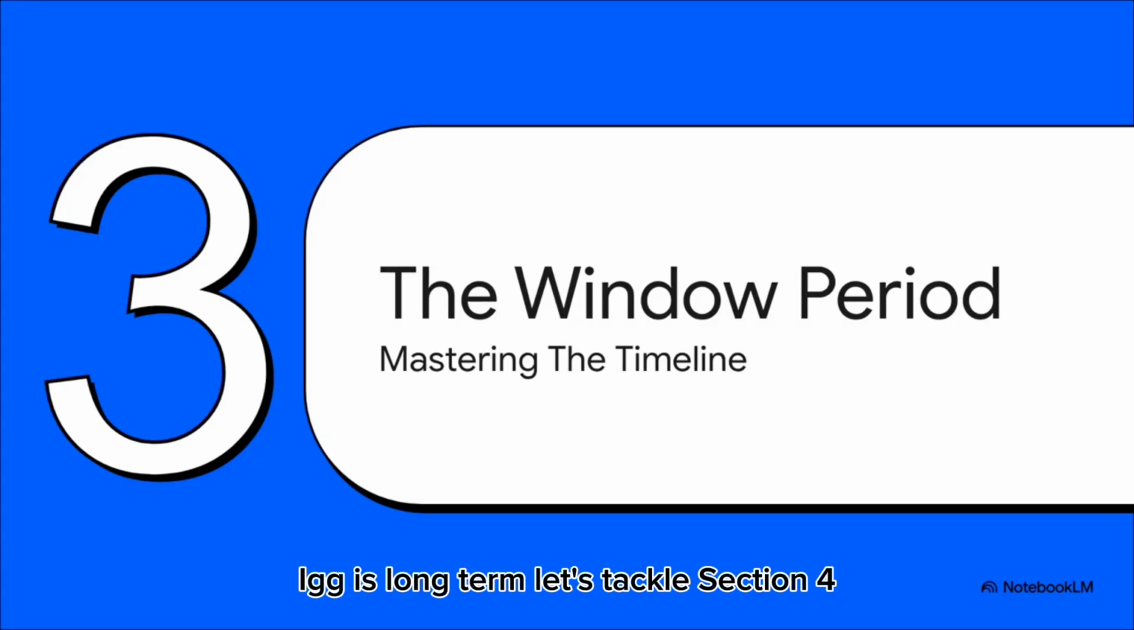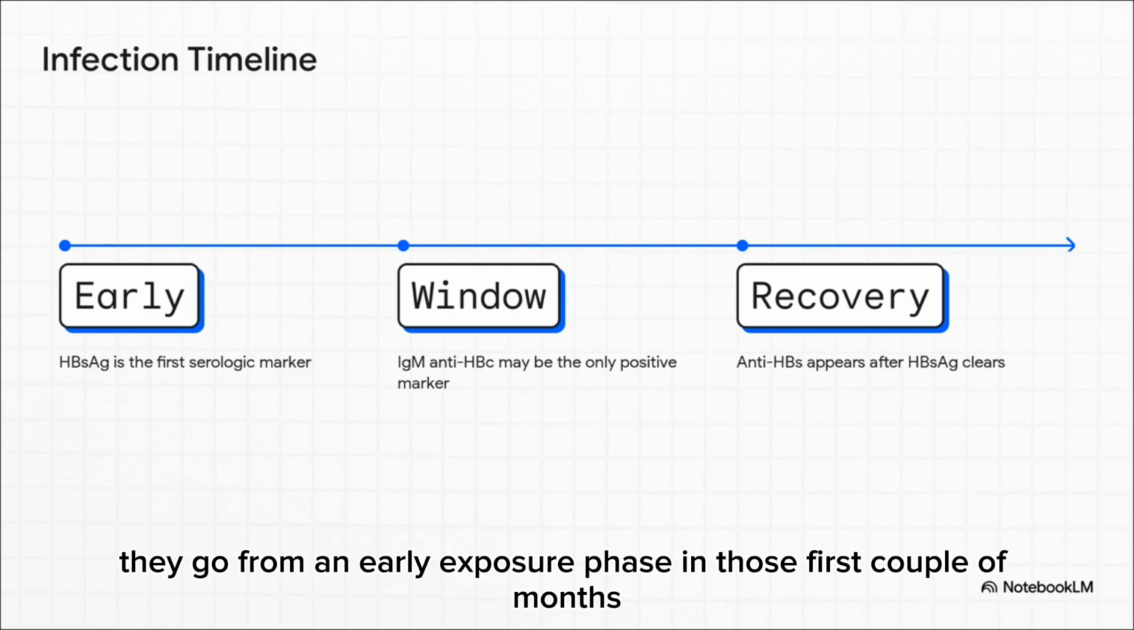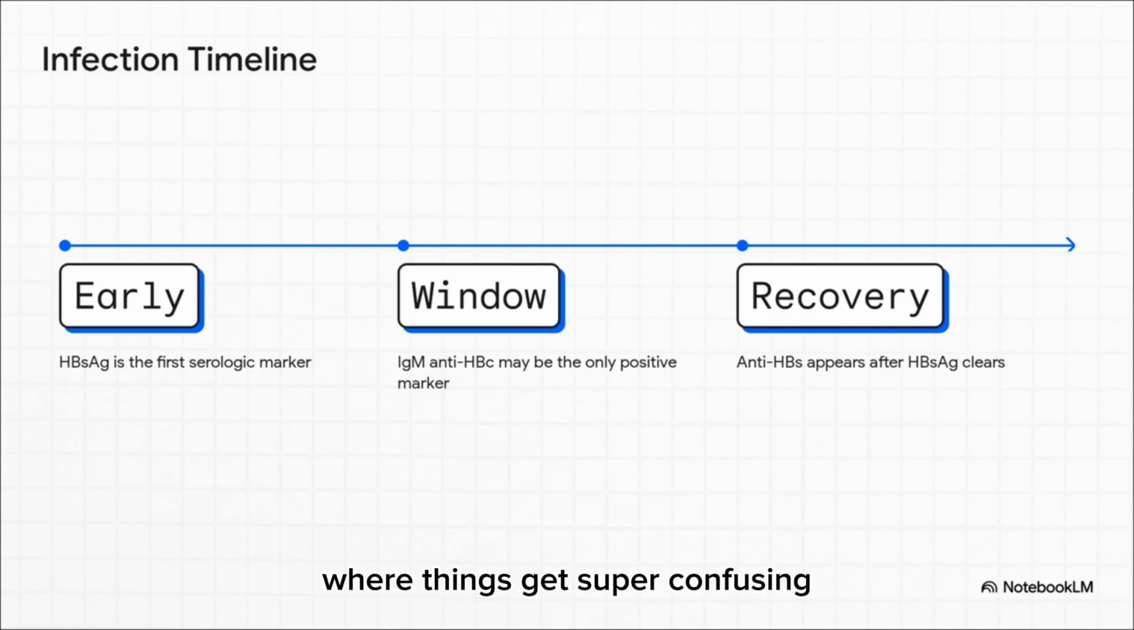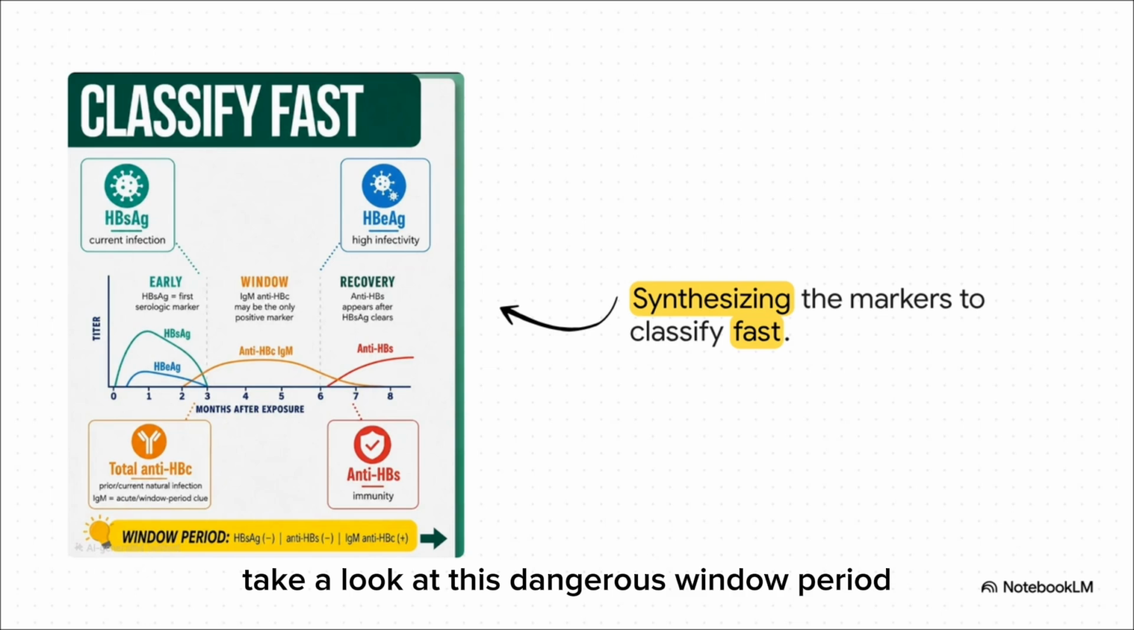Let's tackle section 4, mastering the window period. Conceptually, a patient progresses through a pretty specific timeline. They go from an early exposure phase in those first couple of months through a really tricky middle window phase around month 3 where things get super confusing, and then, ideally, they move right into a recovery phase by month 6. Take a look at this dangerous window period right smack in the middle of the timeline.